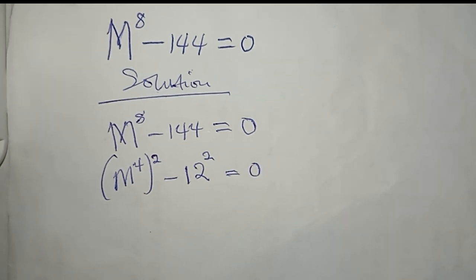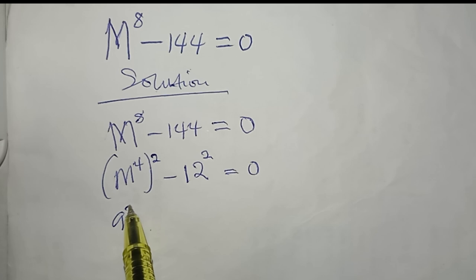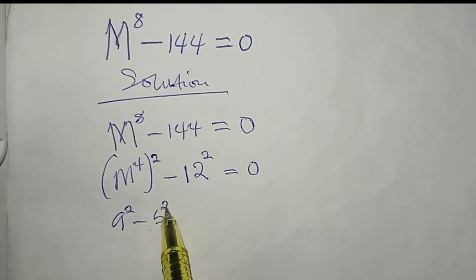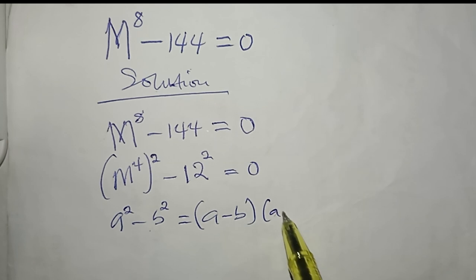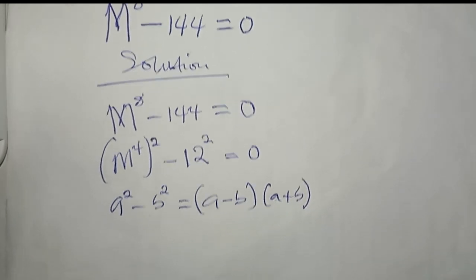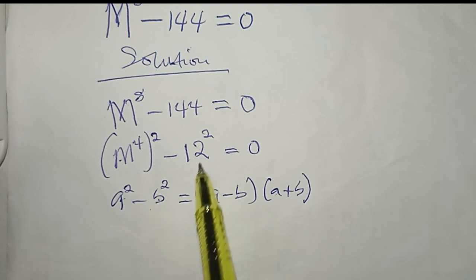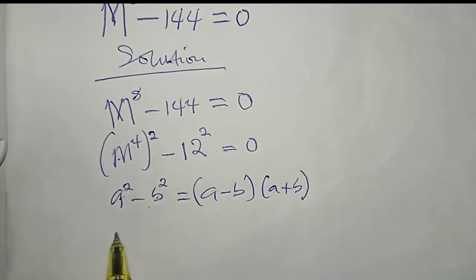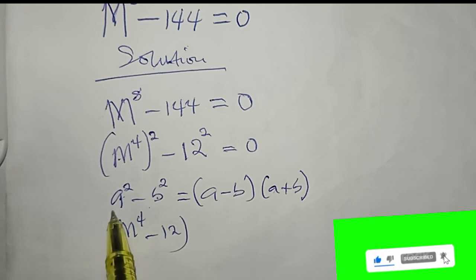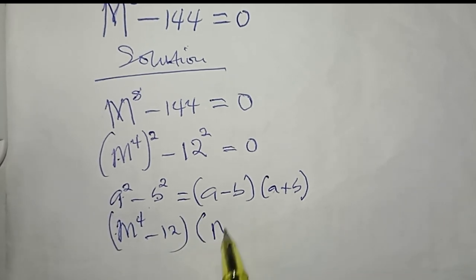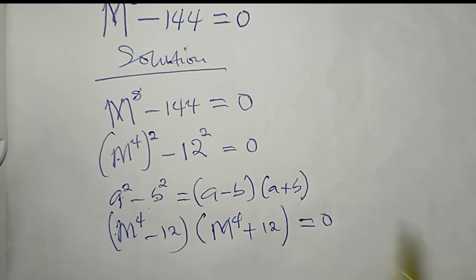So obviously you can see that this is difference of two squares, and of course you can remember that if you have a power 2 minus b power 2, you can actually expand this to be a minus b, and of course multiply by a plus b. Okay, so using that rule here, you can see a is equal to m power 4 and then b is equal to 12. So I'm going to have that this will change to m power 4 minus 12, and then of course multiply by m power 4 plus 12. Okay, it's equal to 0.